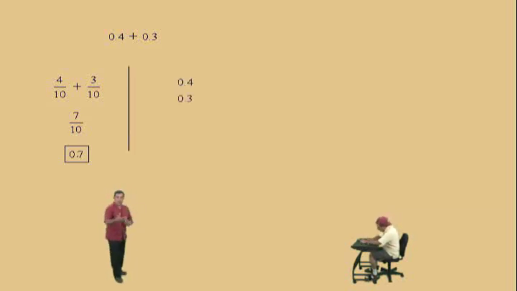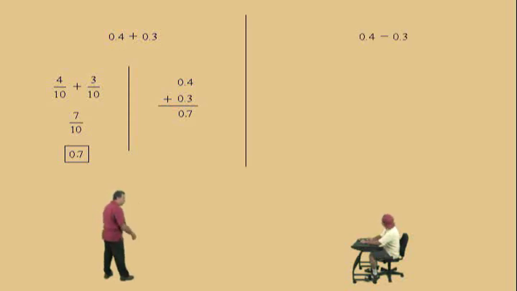Now remember, when you add or subtract, you must line up those decimals. So here we go, 4 plus 3 is 7. Bring your decimal with a 0 for the placeholder, and our answer is 7/10. Same answer, right? Okay, here's a difference of 4/10 and 3/10, Charlie.